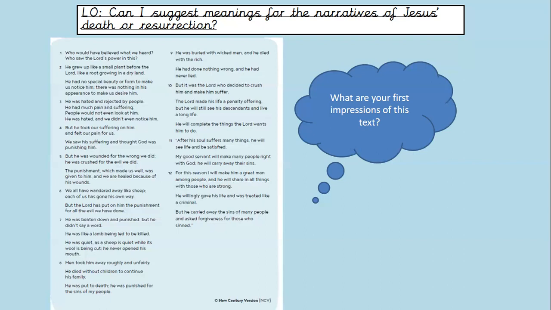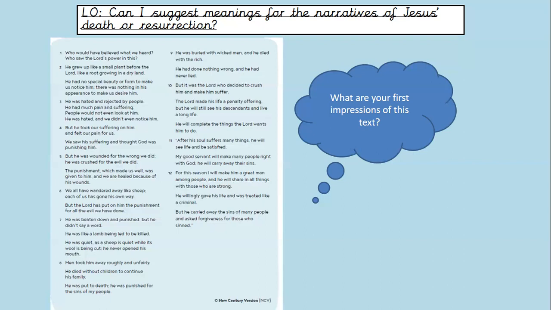Number 7. He was beaten down and punished, but he didn't say a word. Why? What kind of word? Imagine you were beaten down and punished. Would you say something? Would you shout back? Would you complain? Why did Jesus not say a word? He was like a lamb being led to be killed. He was quiet as a sheep is quiet while its wool is being cut. He never opened his mouth. How does that link to him being a servant to God?